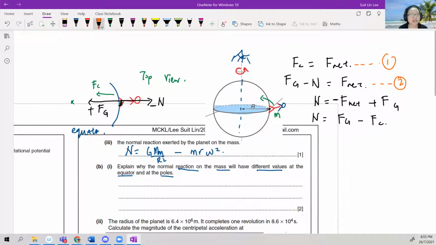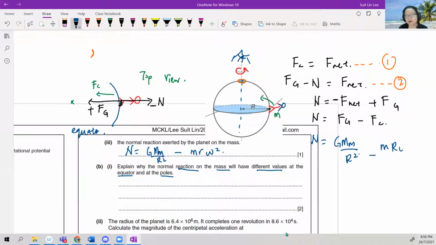Okay, let's say I take very close to the pole, then I get this small tiny little circle. So at the pole, your radius is very small. Okay, so if your radius is small, because now your N is equal to GMm over r squared minus m r omega squared, if your r is very small, this centripetal force is small.